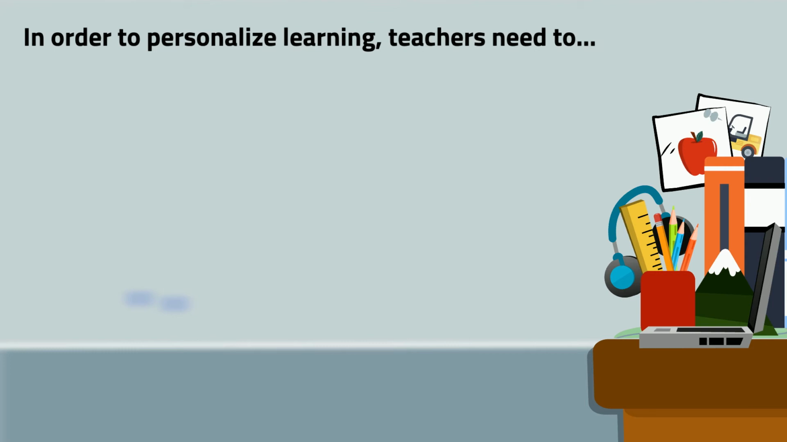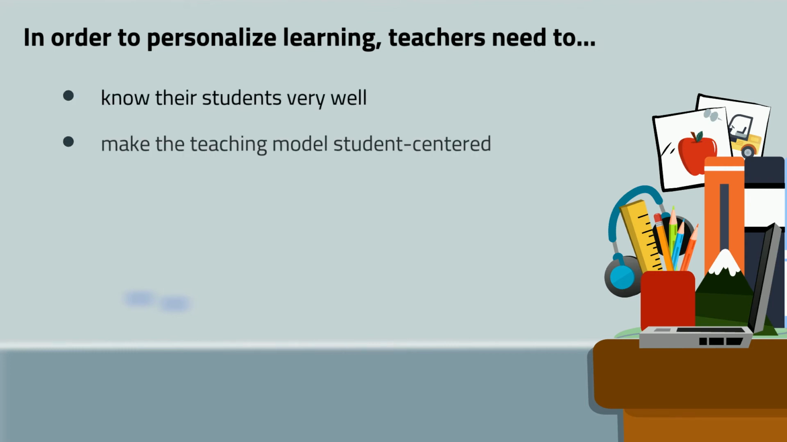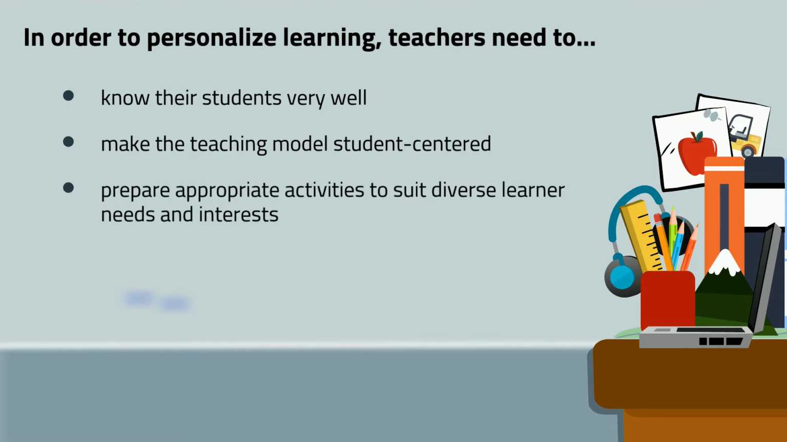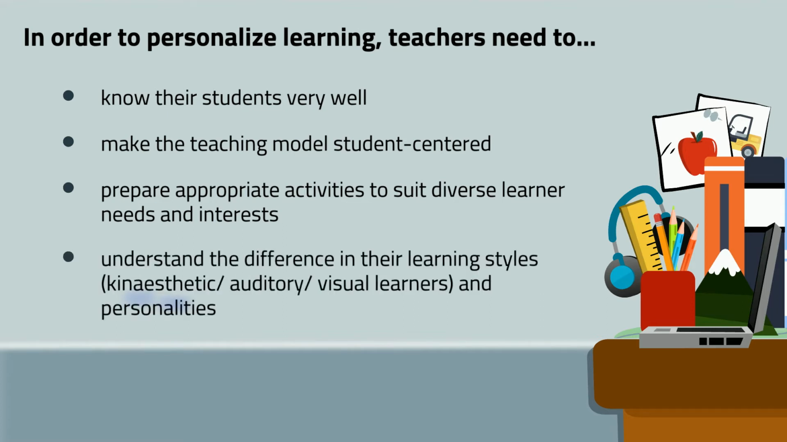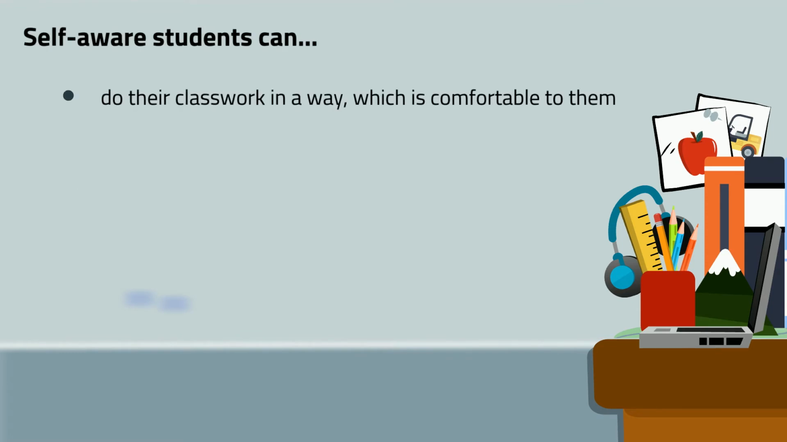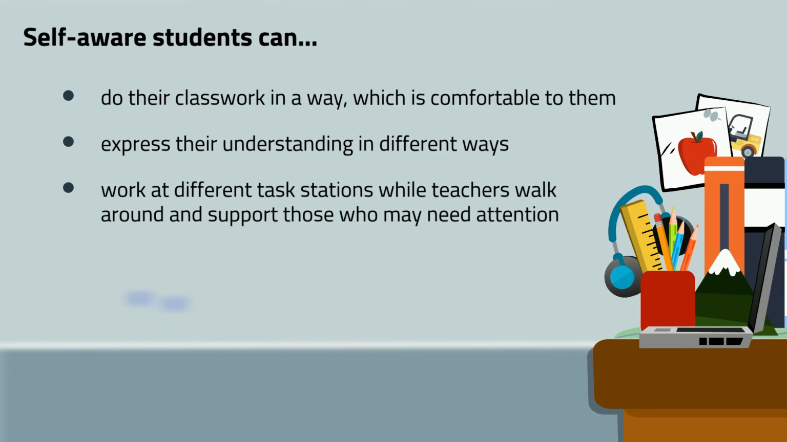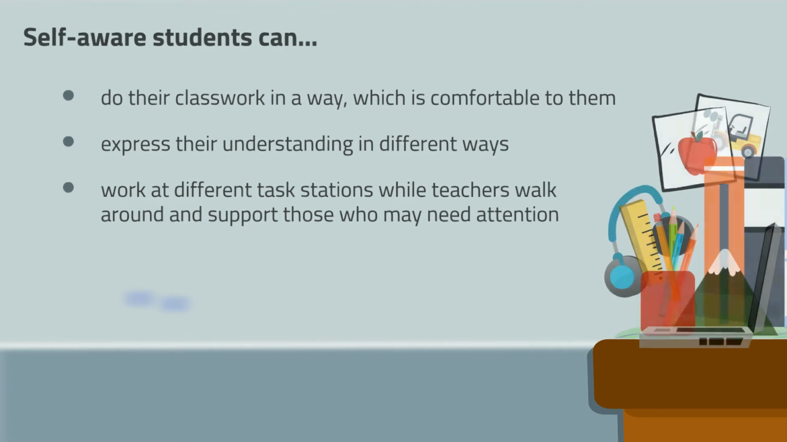In order to personalize learning, teachers need to know their students very well and make the teaching model student-centered. This can be done by preparing appropriate activities to suit diverse learner needs and interests, in addition to understanding the difference in their learning styles, kinesthetic, auditory, visual learners, and personalities. Self-aware students can do their classwork in a way which is comfortable to them, yet express their understanding in different ways. Since they have been guided to be self-directed, they can work at different task stations while teachers walk around and support those who may need attention.